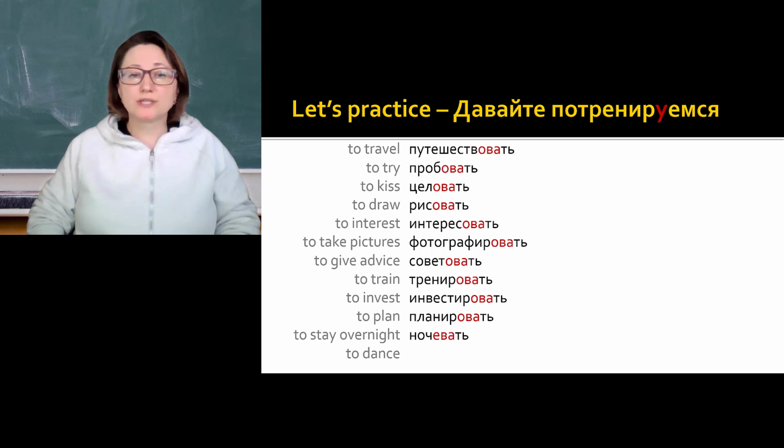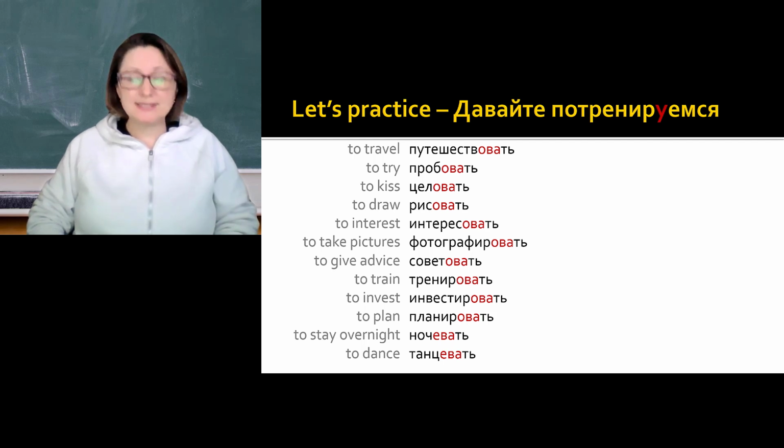Ночевать. So the word night, like the nighttime, is ночь with the O because it's the only vowel, and we pronounce it as a full O, a stressed O. But ночевать we pronounce with A. And to dance is танцевать. You already know this verb, танцевать.